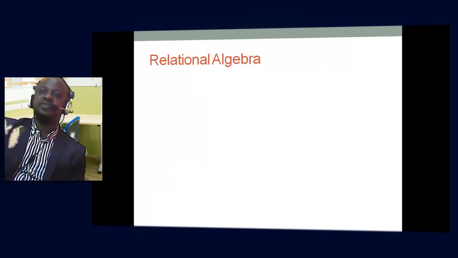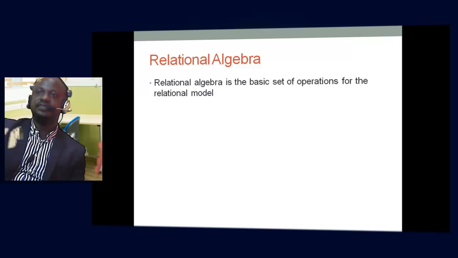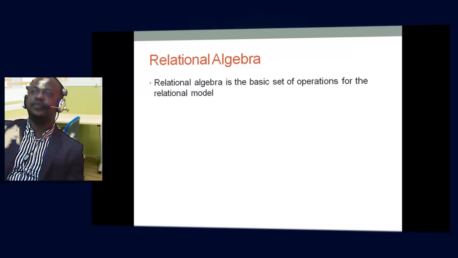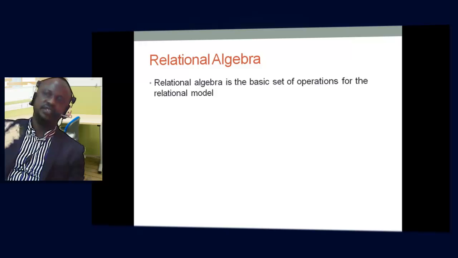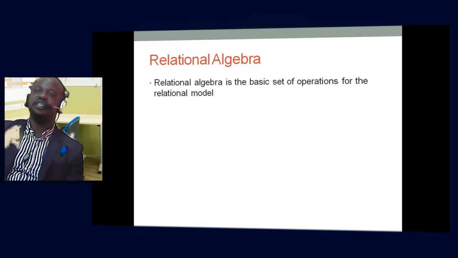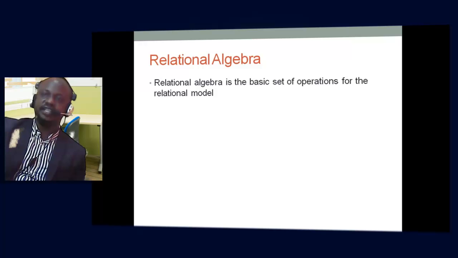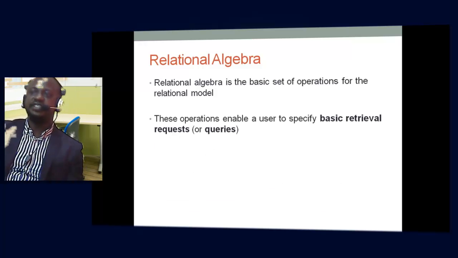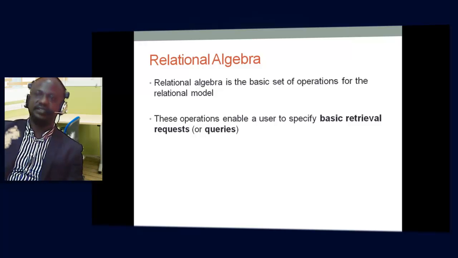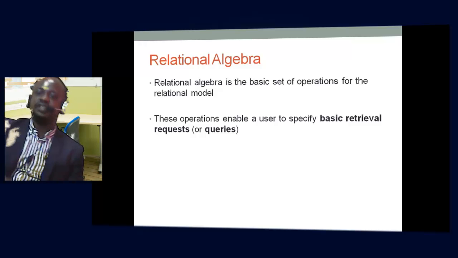So first, let us look at relational algebra. Relational algebra is the basic set of operations for the relational model. These operations enable a user to specify the basic retrieval request. Without the knowledge of relational algebra, the user will find it very difficult to understand or ask the database a question. That is why it is necessary for us to look at relational algebra.